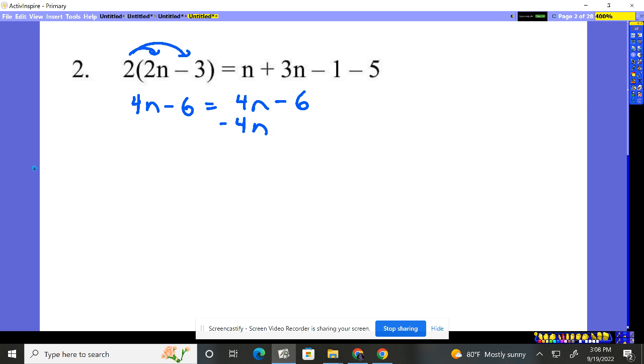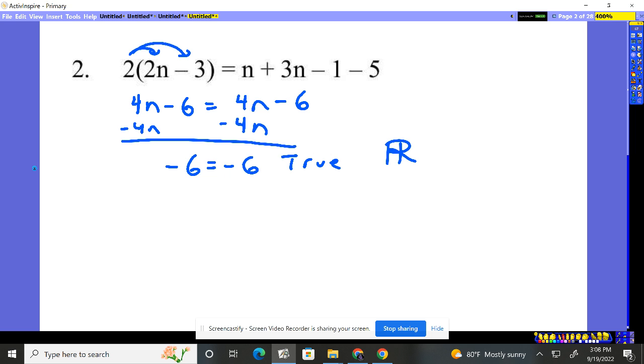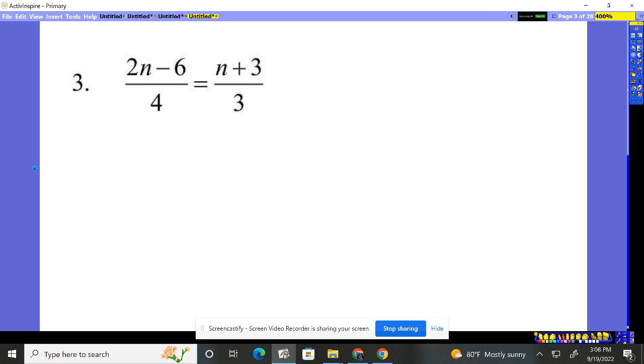But if you didn't, you would have moved your 4n over, and then you would have been left with -6 equals -6, which is always true, which tells you there's an infinite number of solutions. What we really sort of like is, hey, all real numbers work here. Hey, a lot of you said, no solution, nobody works. No, everybody works. No matter what number you stick in there, the two sides are going to be equal.